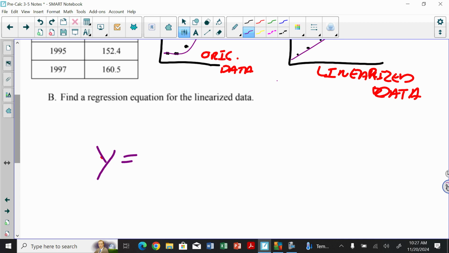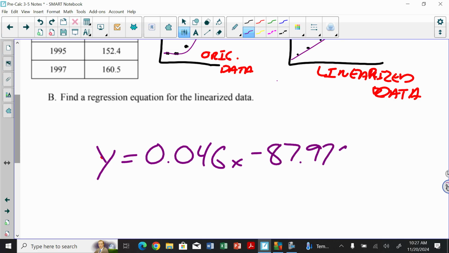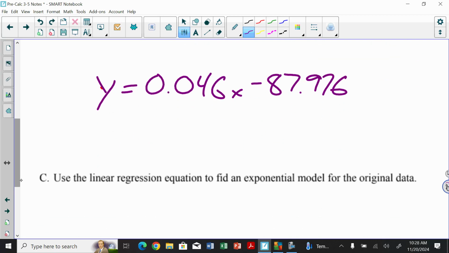But what you end up getting is y equals 0.046x minus 87.976. Well, remember, it's linearized data, so this is a linear equation. This is y equals mx plus b, basically. All right, so that would be that.